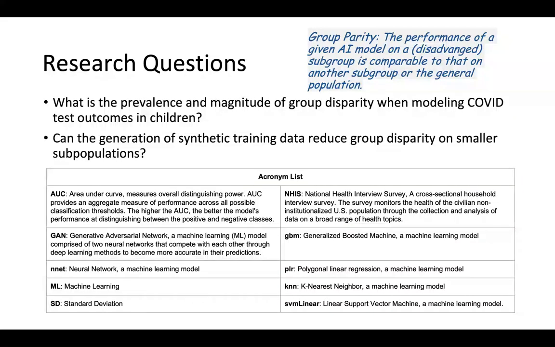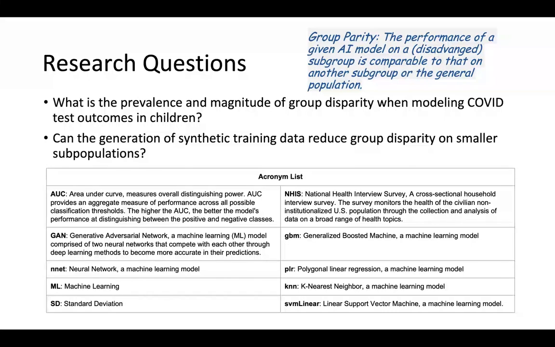So, the two research questions for this study are: what is the prevalence and magnitude of group disparity when modeling COVID test outcomes in children? And can the generation of synthetic training data reduce group disparity on smaller populations? So, below is a list of key acronyms that we will go over during our study, and you can take a moment to read these.